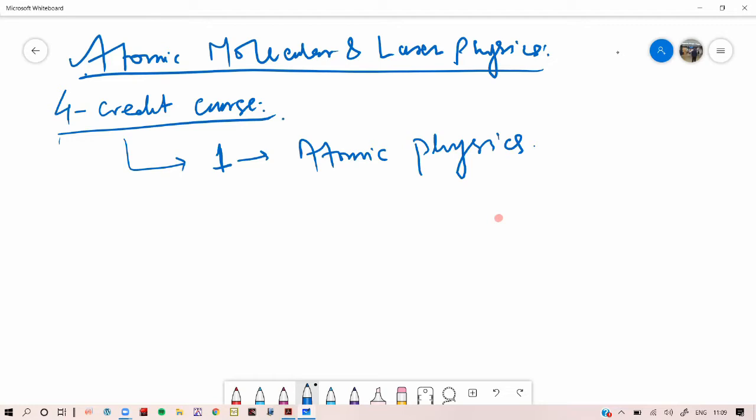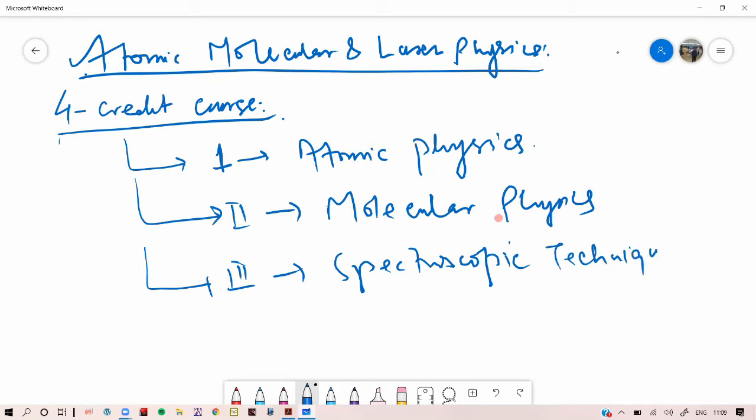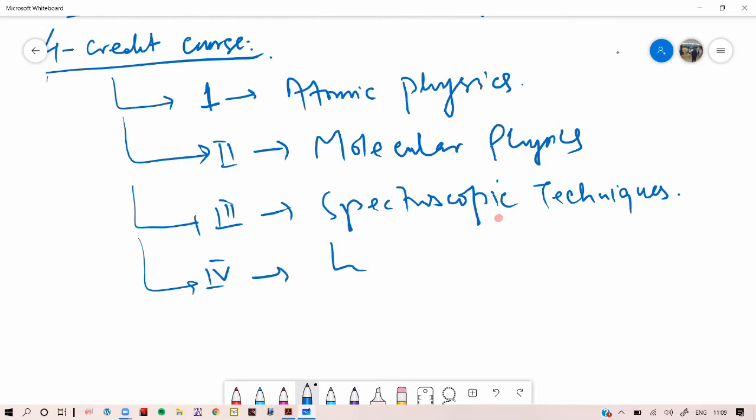First one is unit 1. Second one is molecular physics. In the third one, there are spectroscopic techniques. The fourth one, which is last, is a laser physics course. This is a broad overview of your syllabus, what it is in this semester for this course.